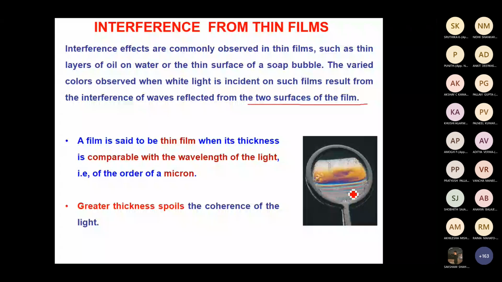So we generally say a film is said to be thin if its thickness is comparable to the wavelength of light. We all know the wavelength of light. We are talking about the visible spectrum, which is between 400 to 700 nanometer. Okay.